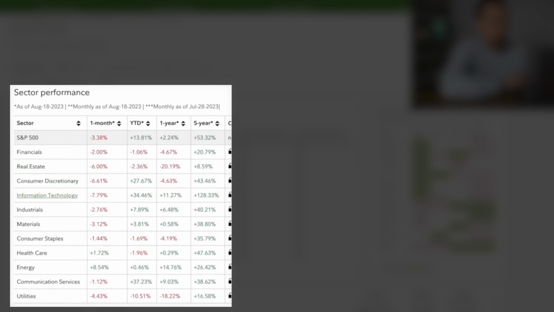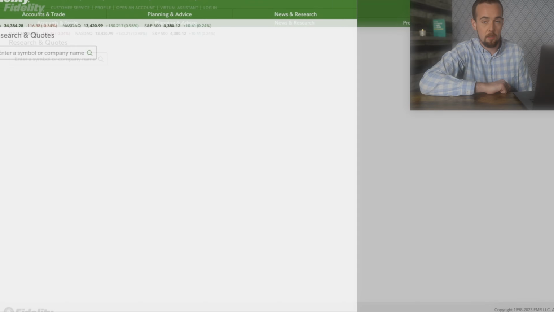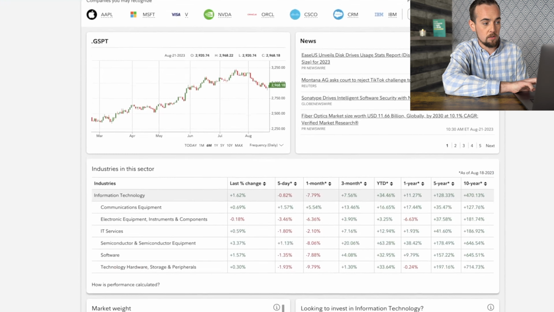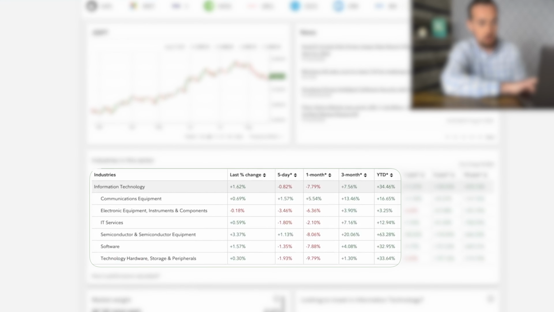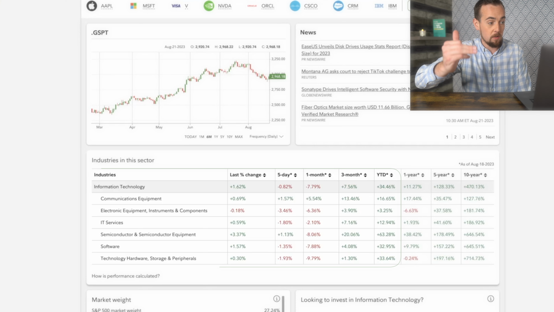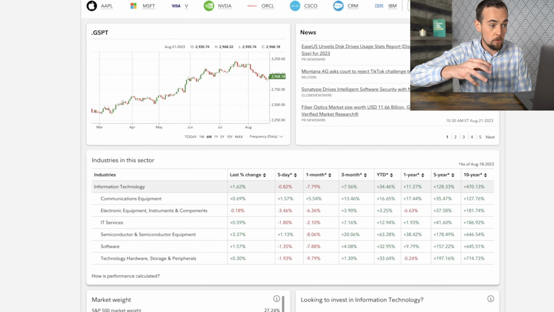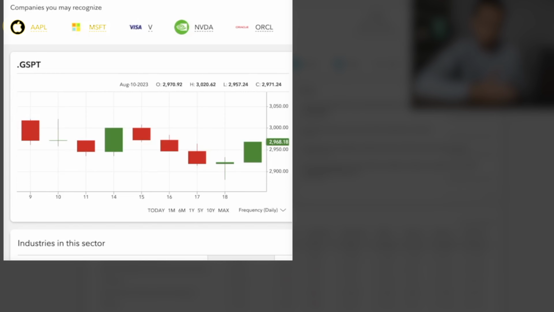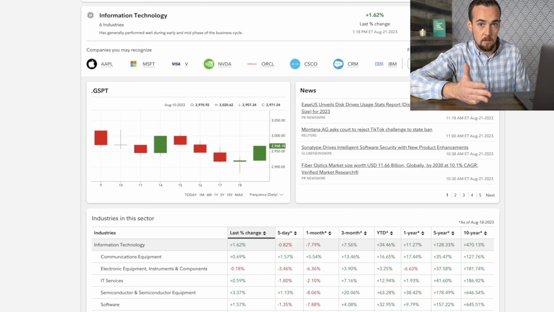For example, we're going to open up information technology and take a look at the particular industries within this sector. And as you can see, that is now broken out into communications equipment, electronics equipment, IT services, software, etc., etc. So those are all specific industries within that sector. Now, the cool thing about this tool, it shows us companies you may recognize in this particular industry, like Apple, Microsoft, Visa, Nvidia, for example.